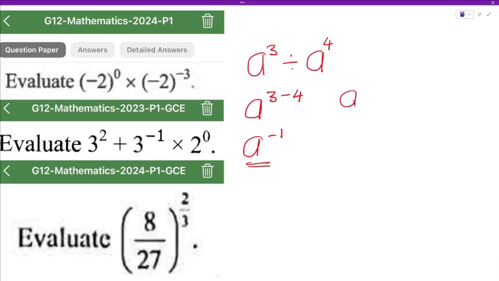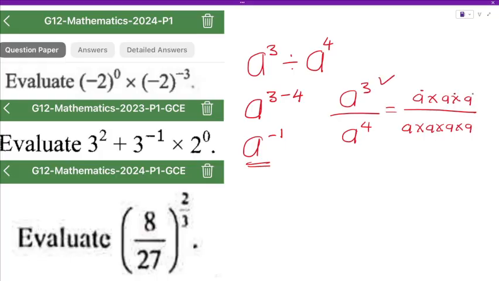Same question, if you solve it using the algebraic fractional method, it simply means you're going to solve it this way: A times A times A over A times A times A times A. So A to the power 3 simply means A times A times A. A to the power 4 simply means A times A times A times A. If you now start cancelling out the values, you notice that that A and that A cancel, and the 1 becomes visible. Even here the 1 becomes visible.